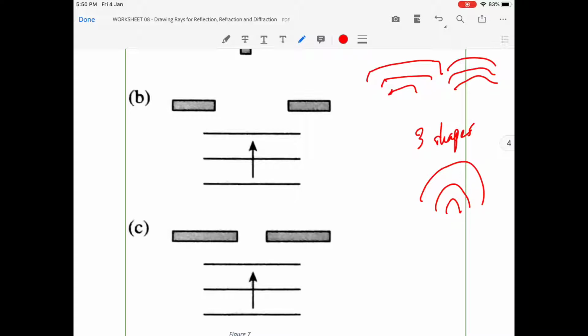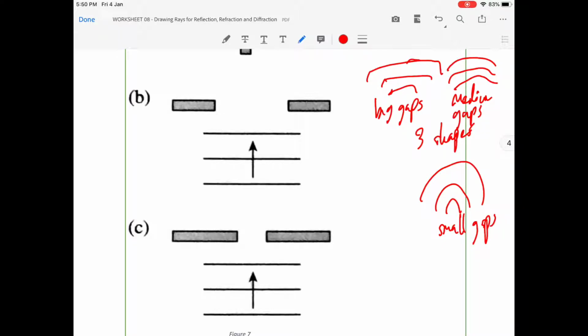So the difference between the three cases is that it depends on the gap size. For big gaps, we will get the large straight lines and a little curve. For medium gaps, we will get a hybrid between a fully curved and a straight line. And for small gaps, we will get fully curved shapes.